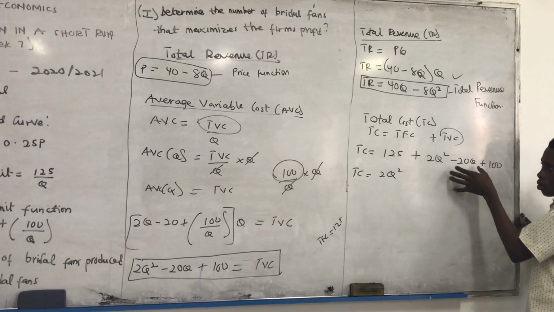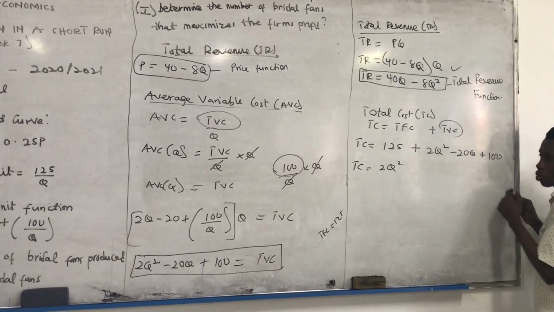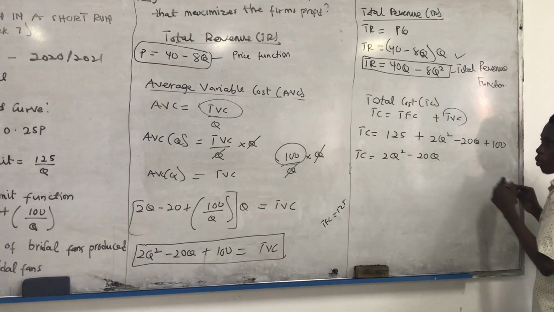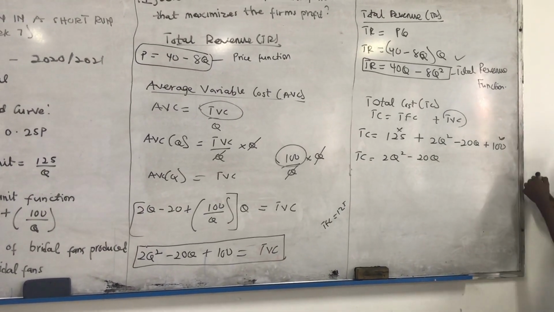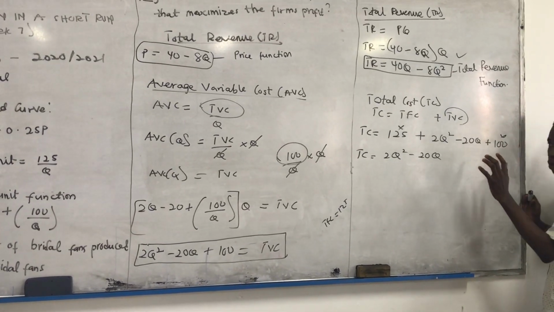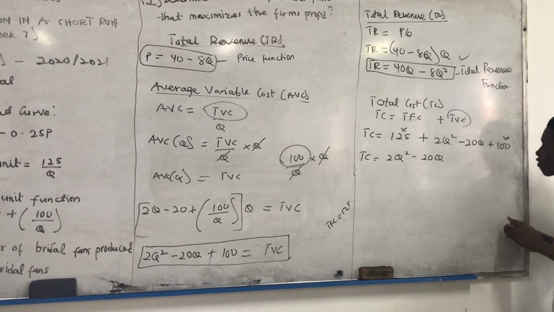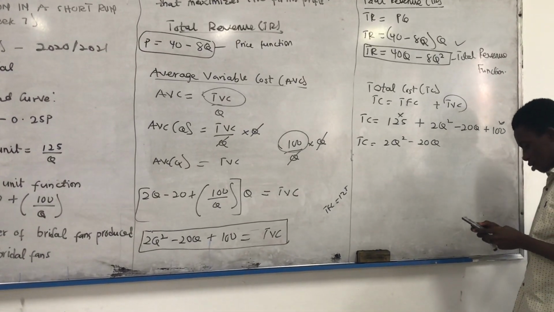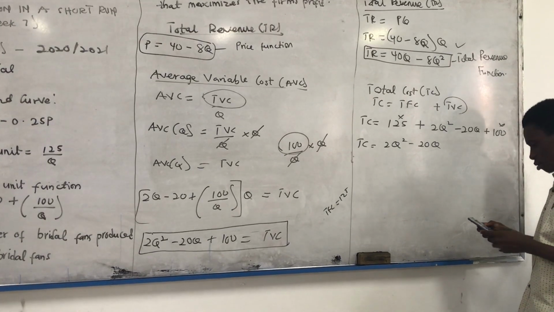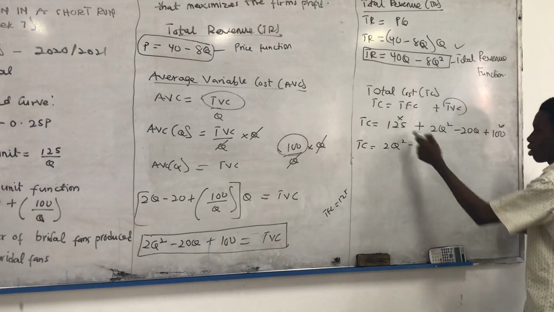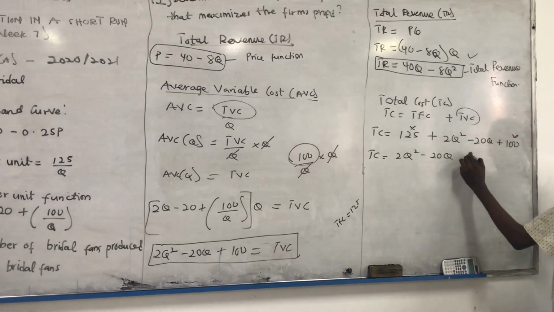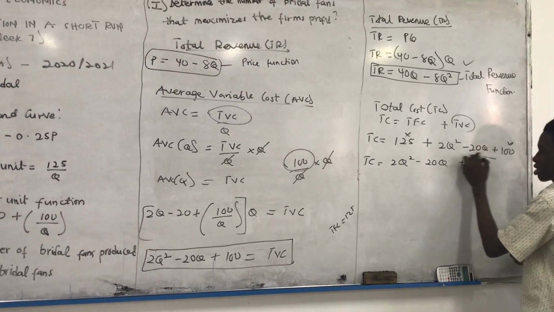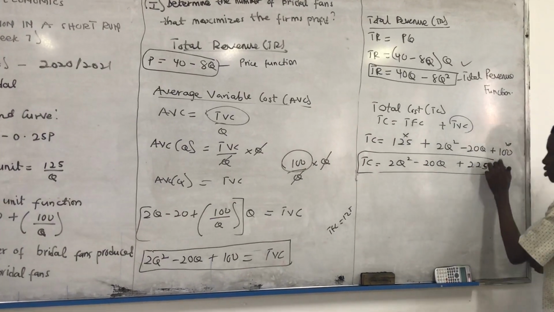Now, this is not the same as this, remember. So let's bring back our negative 20Q. Now we have same numbers, 125 and 100, yes, they are all numbers. There is no variable attached to them, so we can add them. 125 plus 100 gives us 225. So plus 225. This is our actual total cost.